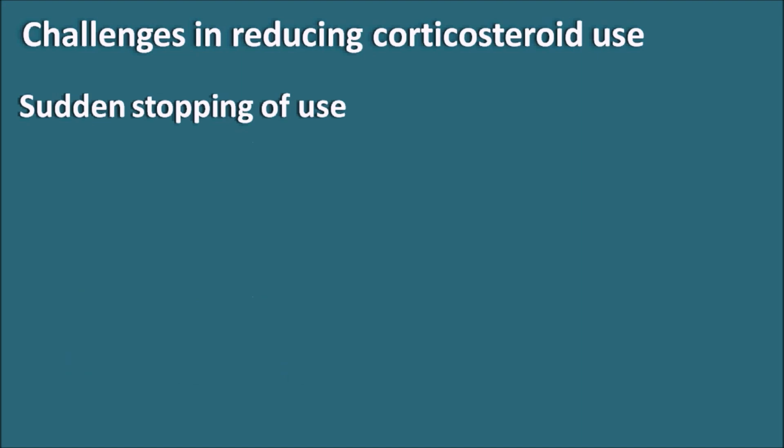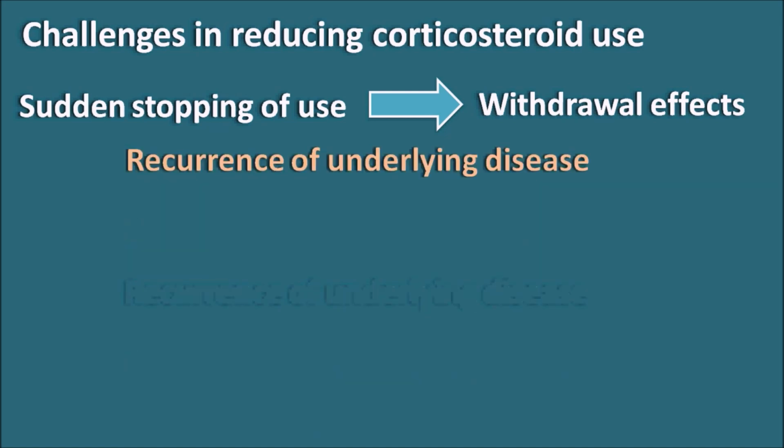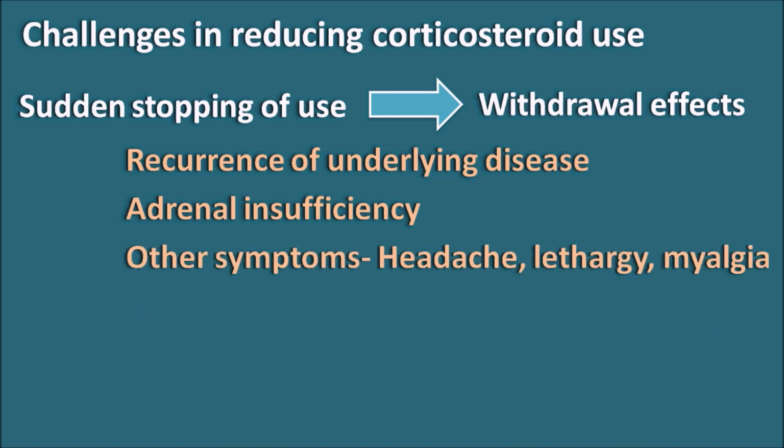Sudden stopping of glucocorticoid usage may result in withdrawal effects. It may also result in recurrence of the underlying disease. This is very important for a few pathological conditions like asthma and inflammation, where symptoms are going to be excessively increased by stopping glucocorticoid use. Sudden withdrawal can also lead to adrenal insufficiency, as well as other symptoms like headache, lethargy, and myalgia. So it is not advisable to stop glucocorticoid use suddenly. So what are the possible approaches in reducing corticosteroid use?